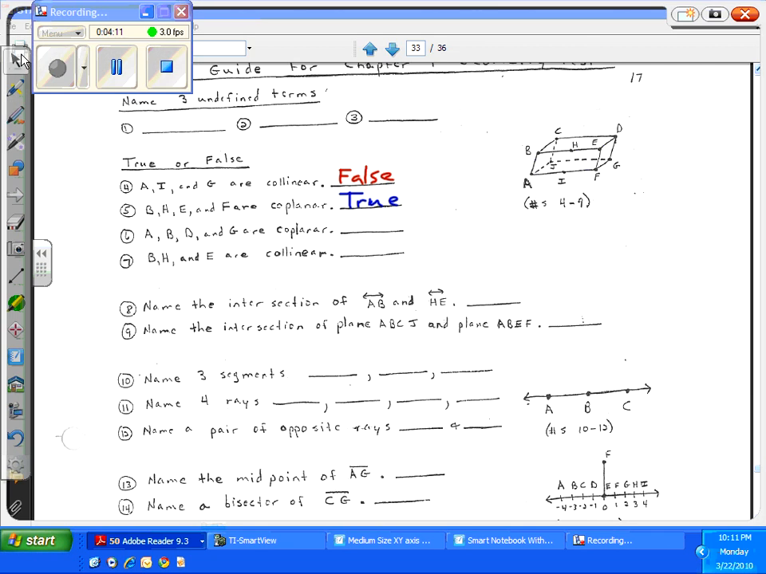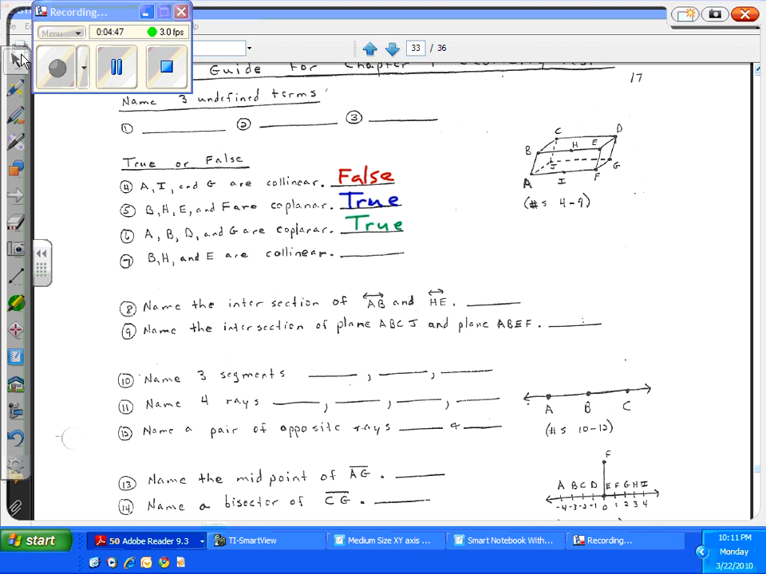The next question, are points A, B, D, and G coplanar? Here's A, here's B, here's D, and here's G. And we could draw a diagonal plane that cut through the middle of that rectangle. That thing didn't bend or twist. It's straight all the way down through there. If I drew a nice pretty picture, that is. And so it is true that those do lie in the same plane. They are coplanar.